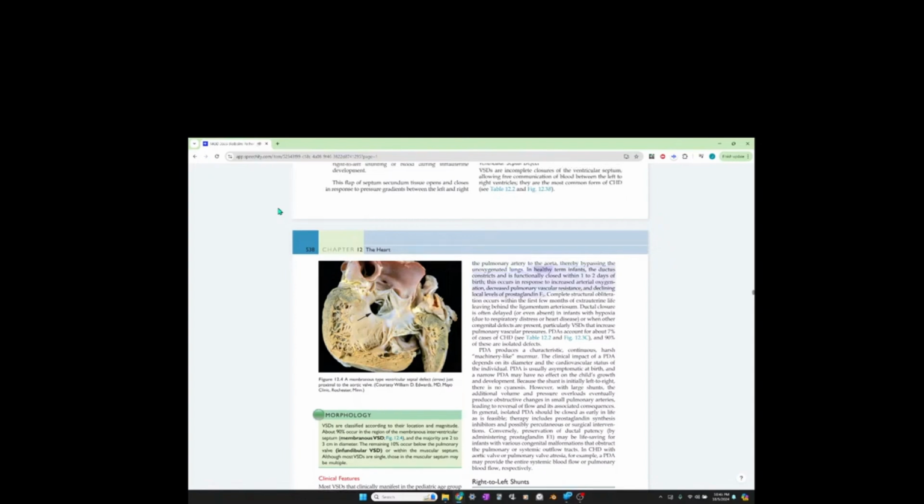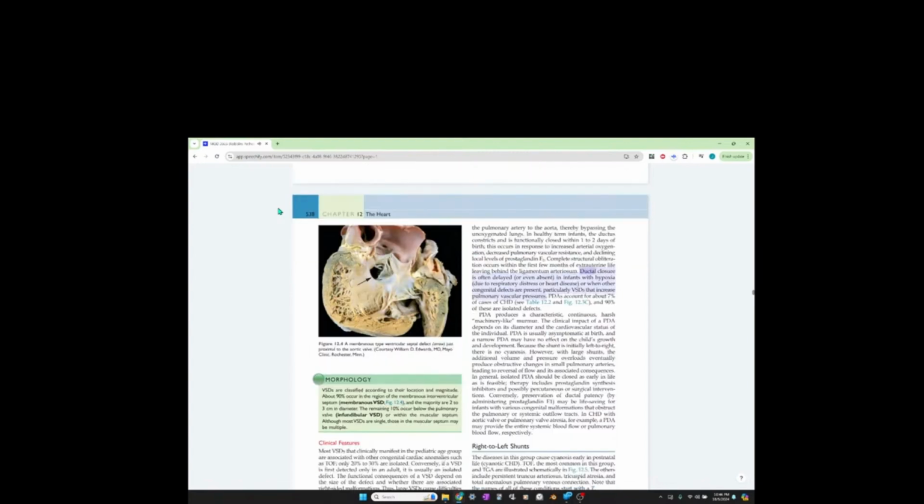In healthy-term infants, the ductus constricts and is functionally closed within 1 to 2 days of birth. This occurs in response to increased arterial oxygenation, decreased pulmonary vascular resistance, and declining local levels of prostaglandin A1. Complete structural obliteration occurs within the first few months of extrauterine life, leaving behind the ligamentum arteriosum.